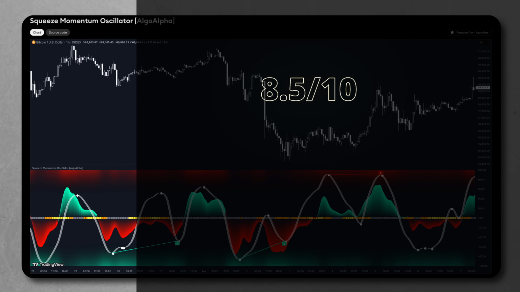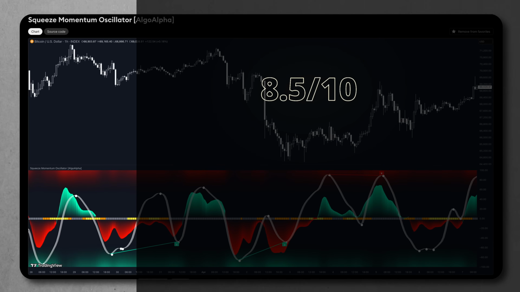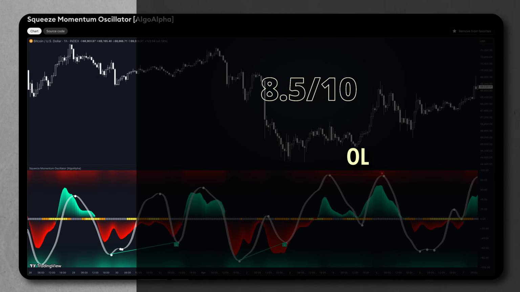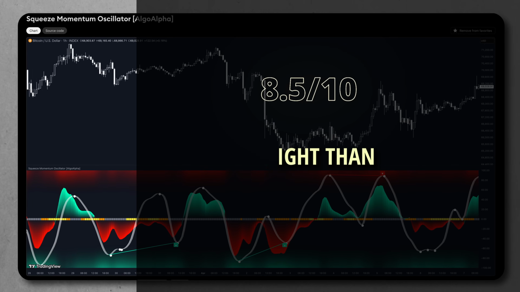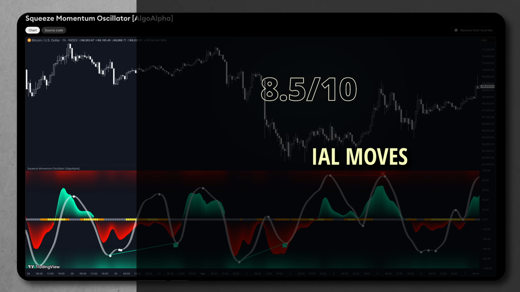This indicator earns high marks for combining volatility compression, momentum analysis, and divergence detection in one tool. It offers deeper insight than standard oscillators, highlighting both timing and direction of potential moves. Though complex, its rich visuals reward skilled users, ideal for swing traders targeting range-to-trend transitions.